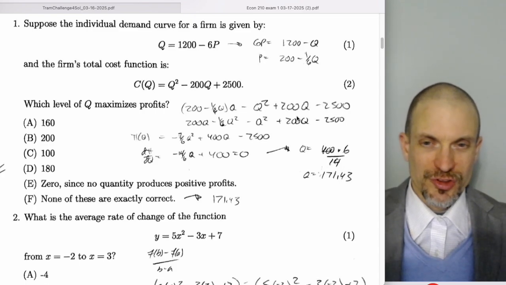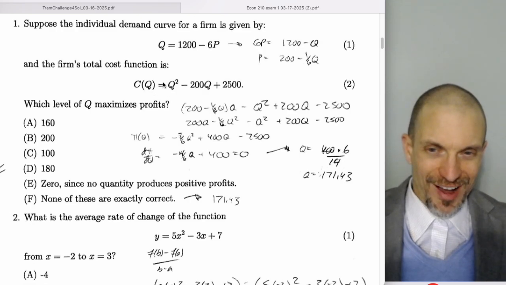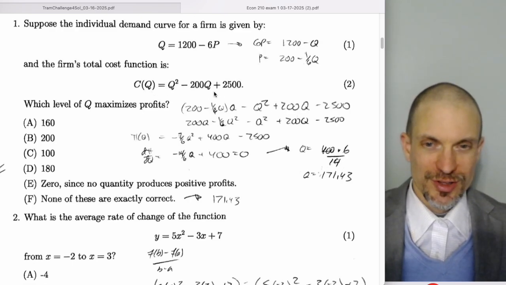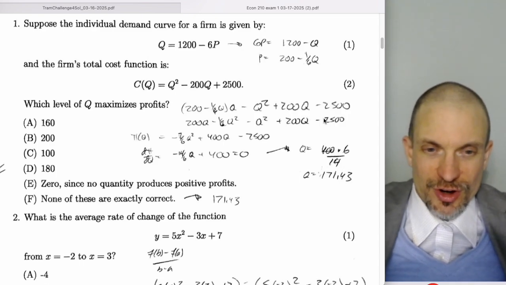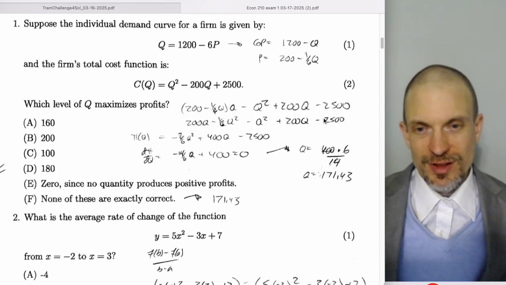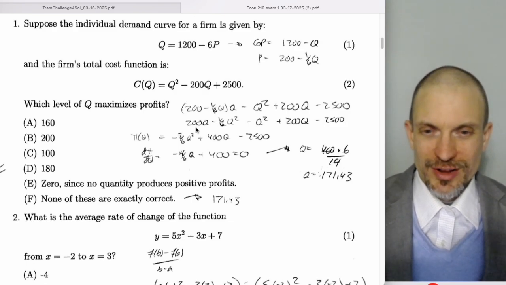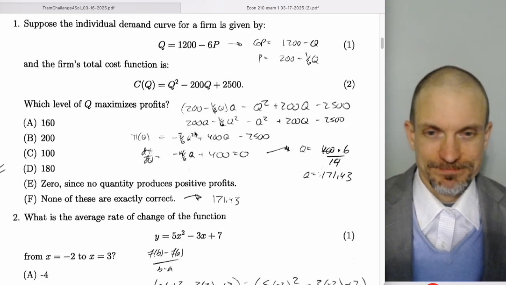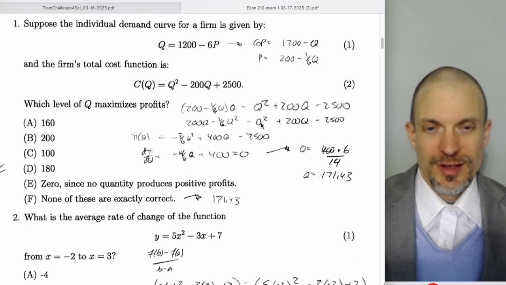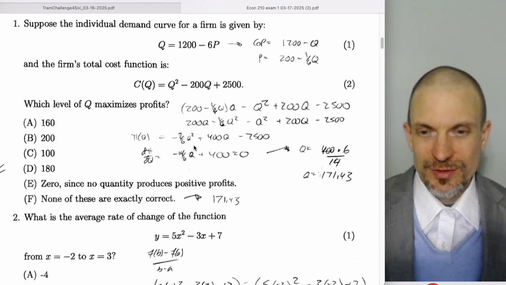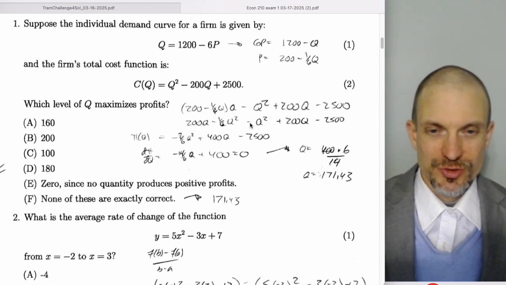Notice I did this without parentheses, so we have to pay attention to signs. I'm subtracting costs, so it's going to be minus Q squared plus 200Q minus 2500. That's what that's doing. Then I'm going to distribute this Q here. I could collect like terms and then take a derivative, or I could take the derivative and then collect like terms. I collected like terms first. So 200 plus 200 is 400Q. This is minus Q squared over 6 plus, or rather, minus Q squared.